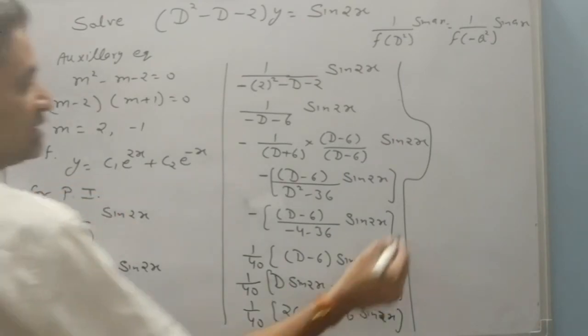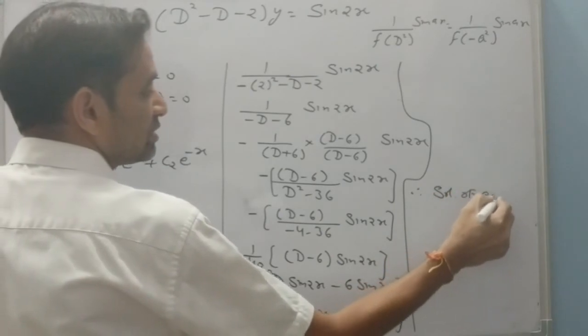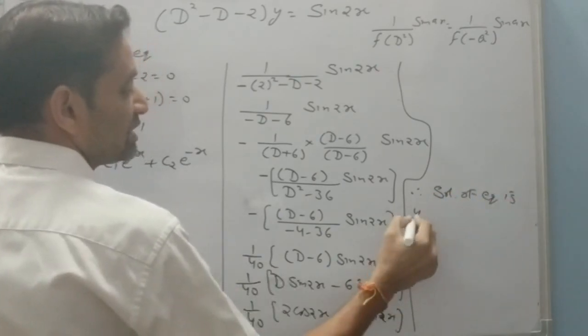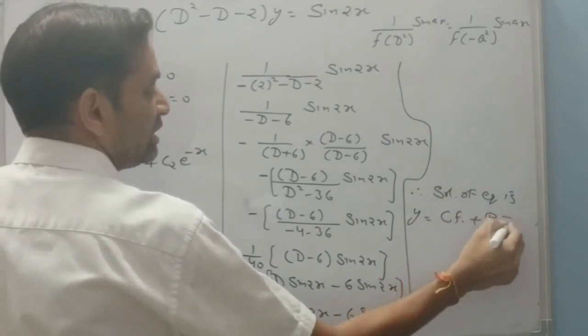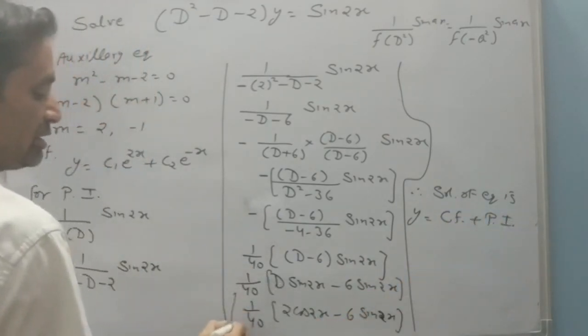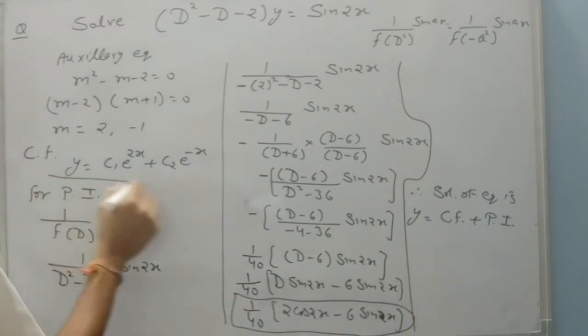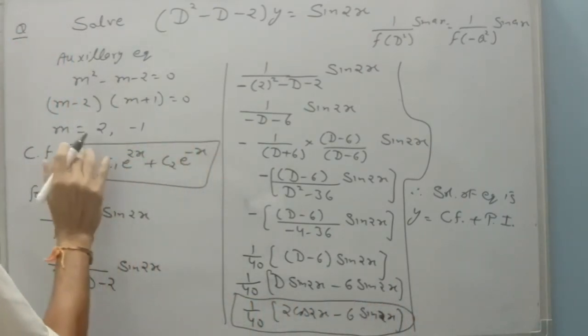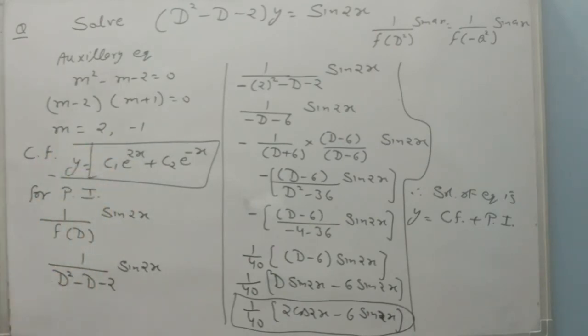So we can say therefore the solution of the equation is y is equal to CF plus PI. This is our PI and this is our CF. Just put these two values and add them, you will get the answer.